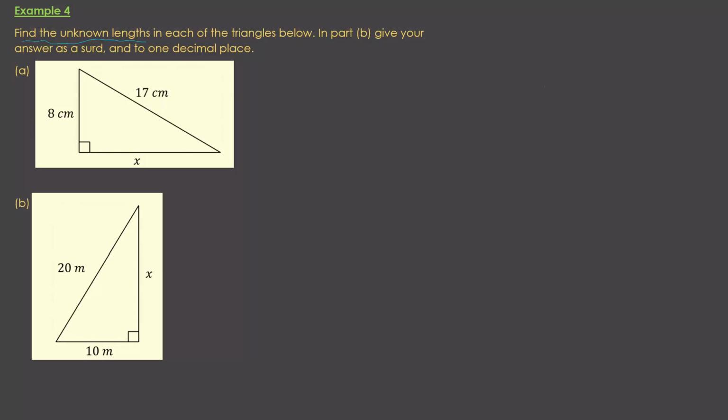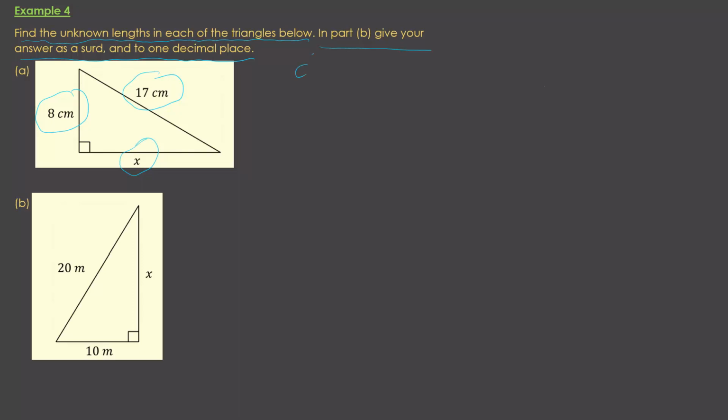Find the unknown lengths in each of the triangles below. In part B, give your answer as a surd and to one decimal place. So in part A, we can see that we know the hypotenuse and this side here, and we're trying to find this one.